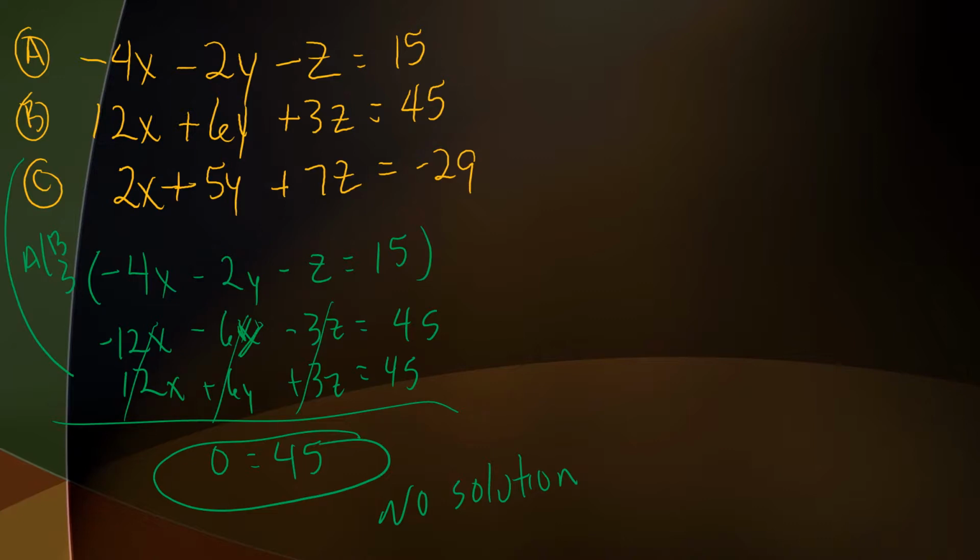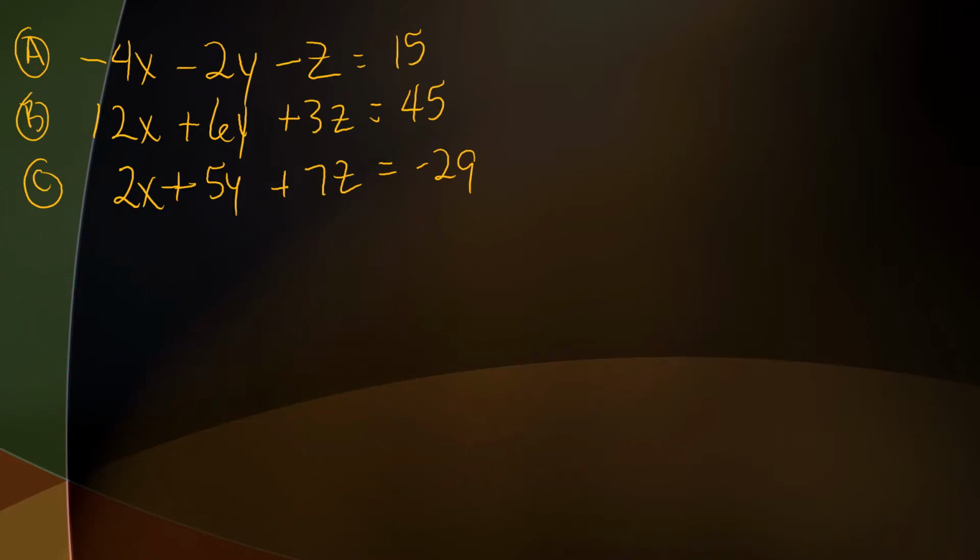But what if I had chosen a different route? Now I've got the same three equations, but what if I hadn't gotten so lucky and I picked a different route? Say, for instance, I decided I'm going to go with A and C and pair those up. I'm going to stick with z to eliminate. Again, there's no magic in that, but I see a negative z right there, and I see a positive 7z right there. So that means I've got to multiply A by 7.